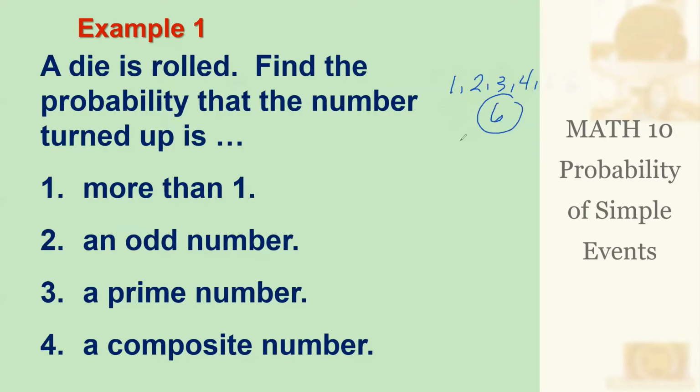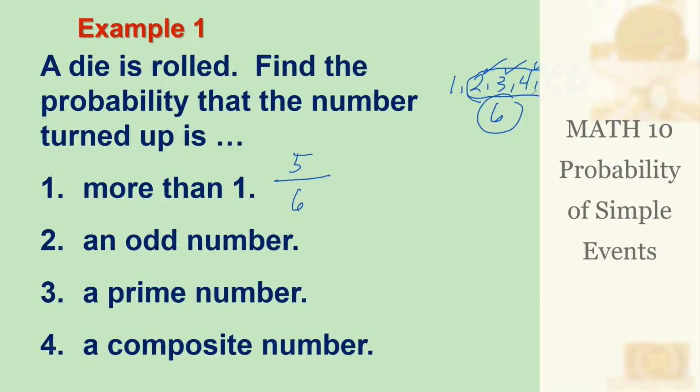Now, more than 1. What are the numbers here which are more than 1? So 2, 3, 4, 5. So there are 5, right? So those are your events, your numerator. So 5 over 6 for number 1. Okay? I hope it's clear.